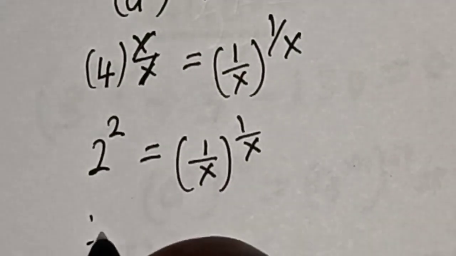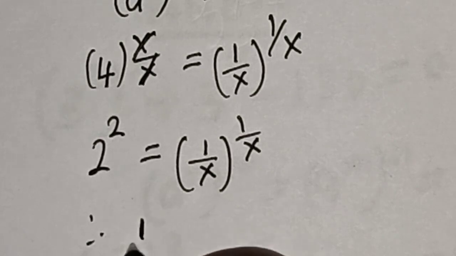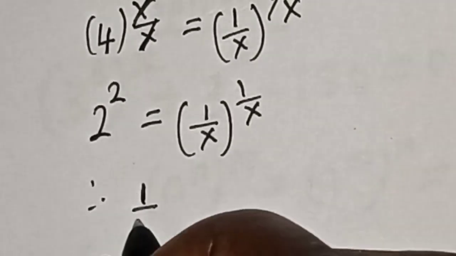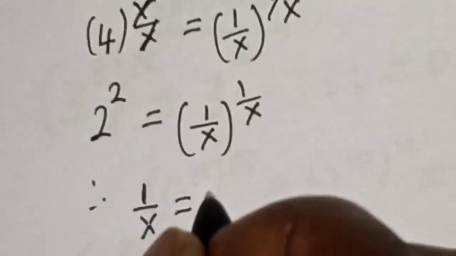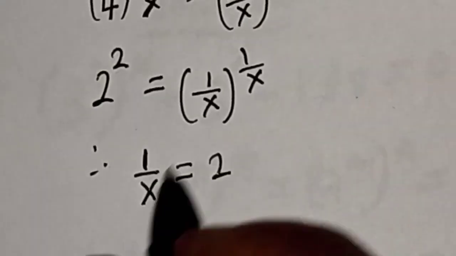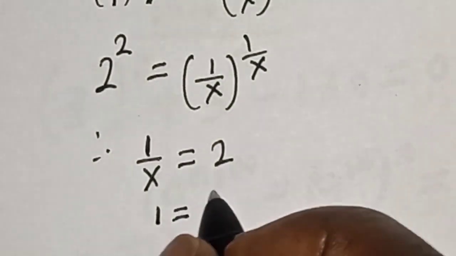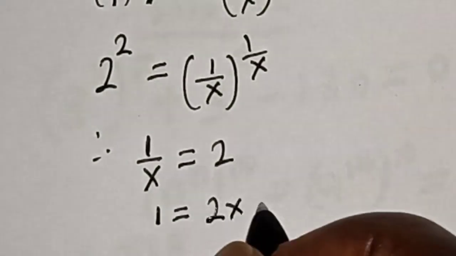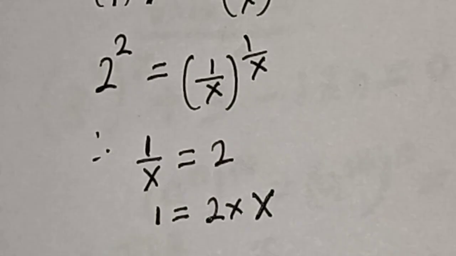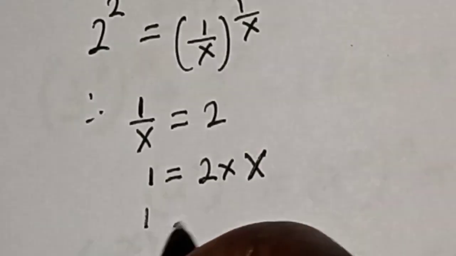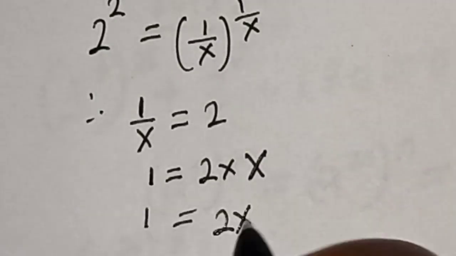Therefore, 1 over s is equal to 2. Now let's cross multiply. 1 is equal to 2 multiplied by s. Then 1 is equal to 2s.